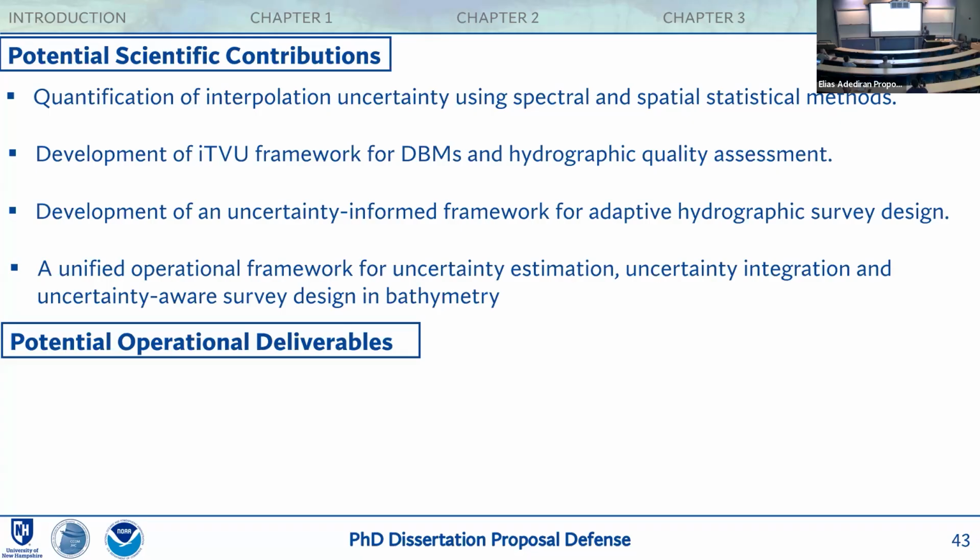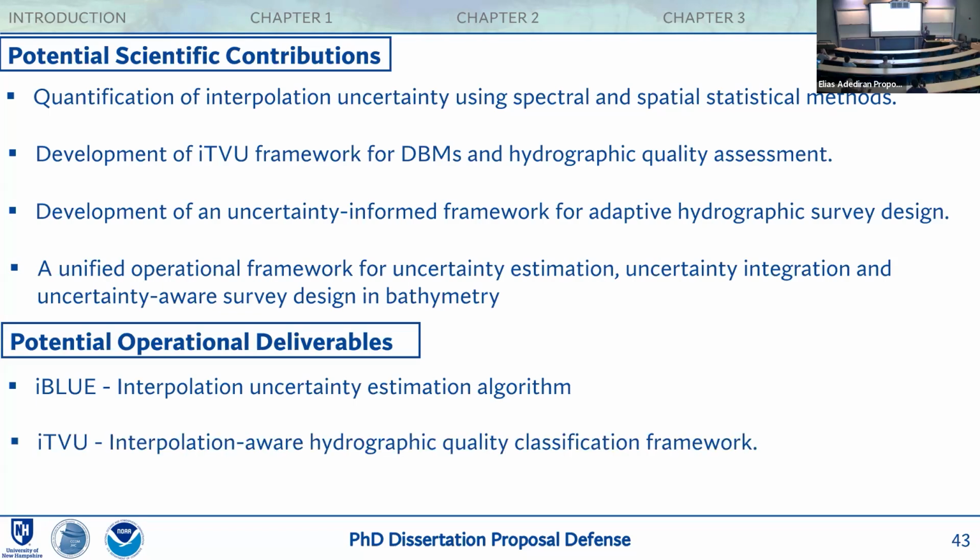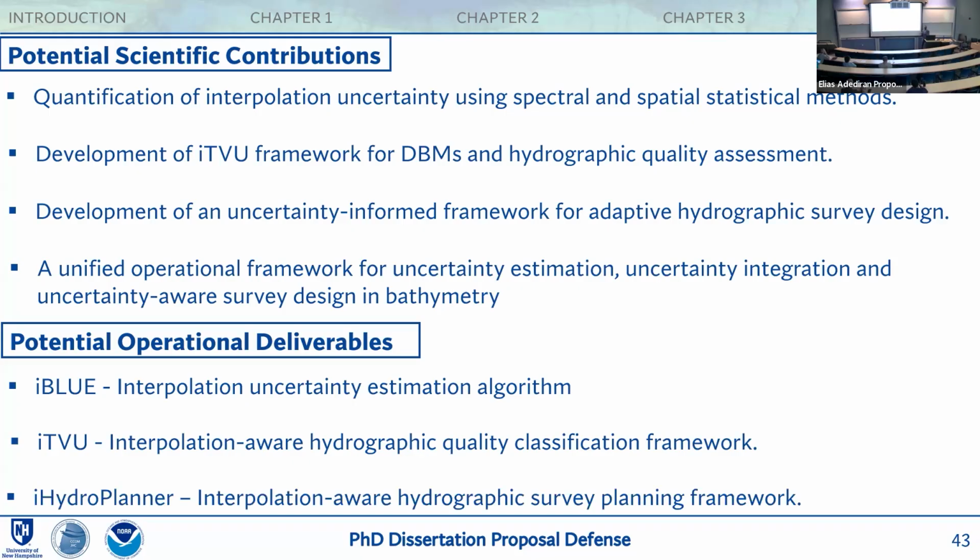And the potential operational deliverables I'm hoping to get out of this work are iBlue, which is an interpolation uncertainty estimation algorithm, then the ITVU quality classification framework, then IHydro planner, which is what I'm calling the interpolation aware hydrographic survey planning framework. So those are the three operational frameworks I'm hoping to get from chapters 1, 2, and 3.